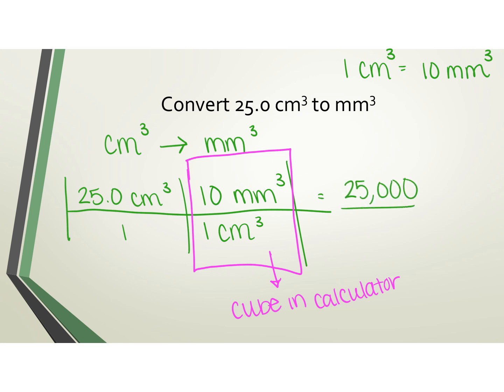Bottom row is 1 times 1 cubed. What is that going to be? Still 1. So 25,000 divided by 1 is still just 25,000. Yes?